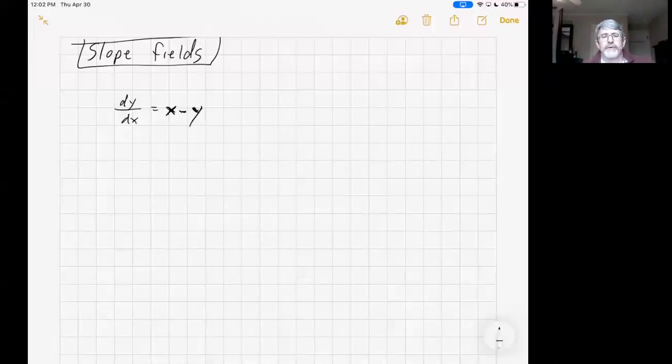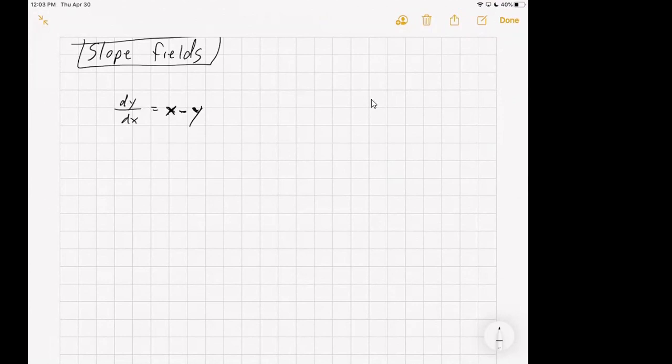Okay, in this video, we want to go over how to graph something like dy/dx equals x minus y, and we're going to look at another differential equation as well. You'll notice this differential equation is called a first order differential equation because there are only first derivatives. Second order differential equations have second derivatives in them. We're not going to go anywhere near those yet. So here is a first order differential equation, and we can graph it out.